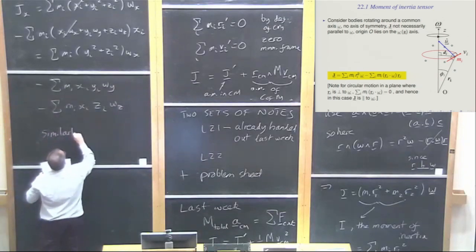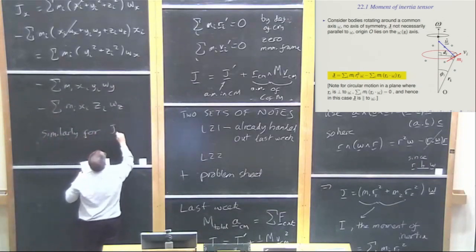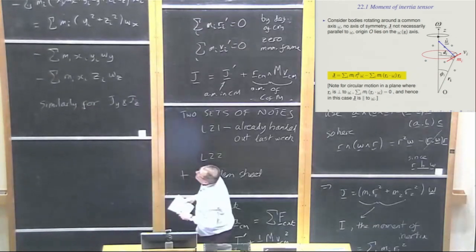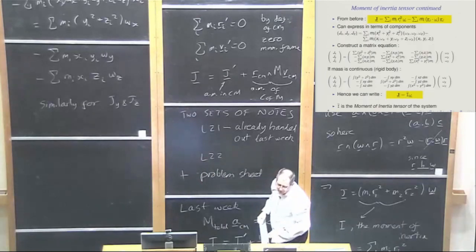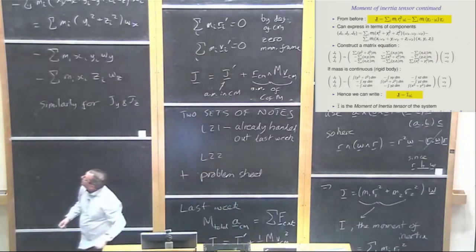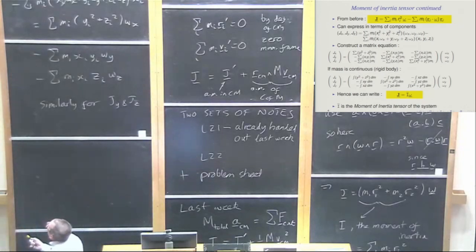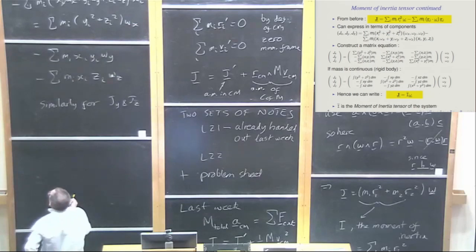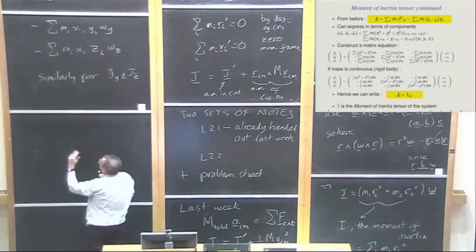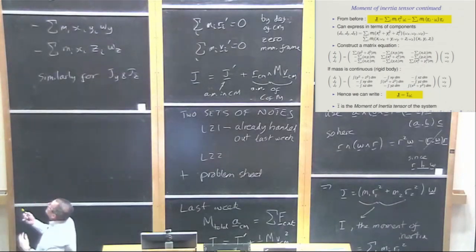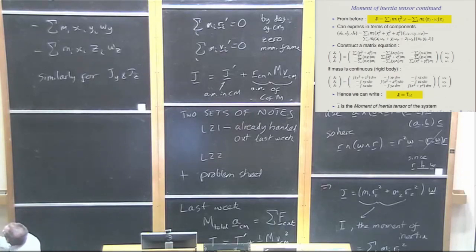So let's just say similarly for Jy and Jz. So these are slightly non-trivial expressions, but they can be written in a compact way. So you see that this expression for J here involves contributions linear in omega x, in omega y, and in omega z. So it's a linear expression, so we can construct a matrix equation. And so I've done this for you, one here prepared earlier.